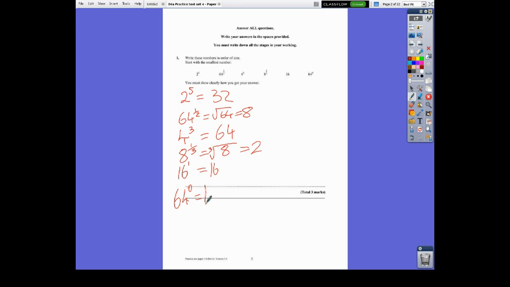So to put these in order of size, you would have 64 to the power of 0, which is 1. 8 to the power of a third, which is 2. 64 to the power of a half, which is 8. 16. 2 to the power of 5, which is 32. And 4 cubed, which is 64.